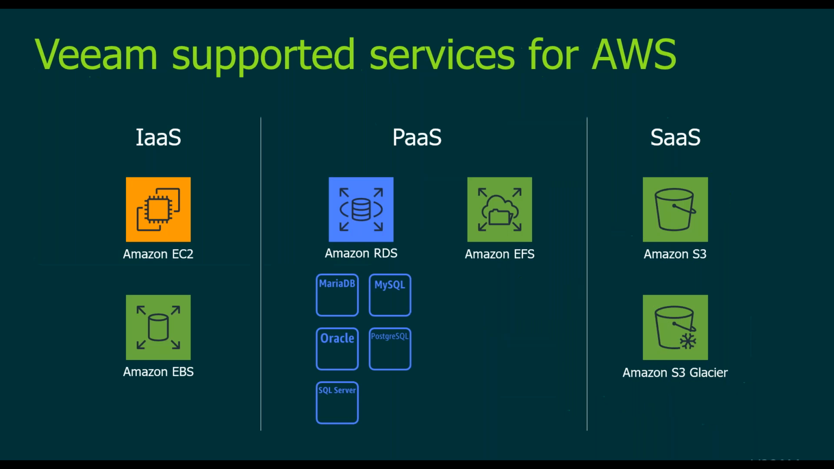So the first product that we have for the public cloud is Veeam Backup for AWS. What are the services supported by Veeam when it comes to the AWS platform? Veeam has developed a solution for AWS to not just protect server-based workload like Amazon EC2 and the attached EBS volumes, but also platform as a service hosted data like Amazon Relational Database Service and Elastic File Service. For relational database services, as you can see, we support MariaDB, MySQL, Oracle, PostgreSQL, and SQL Server as well.